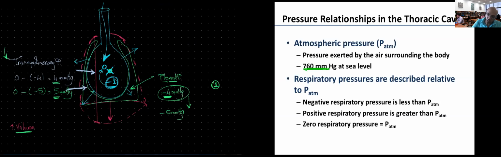At the end of inspiration, the intra-alveolar pressure, or the pulmonary pressure, is equal to 0 because I did allow air in. And the transpulmonary pressure that keeps my lungs inflated is 5 millimeters of mercury, because the intrapleural pressure is -5 millimeters of mercury. This is the state at the end of inspiration.